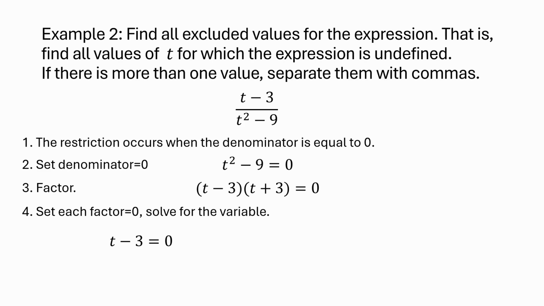To solve that, we add 3 to both sides, so t equals 3. Then we have the other factor, t plus 3 equals 0. To solve for t, we subtract 3 on both sides, and we get t equals negative 3. So our excluded values are t equals 3, negative 3. You could also say negative 3, 3.